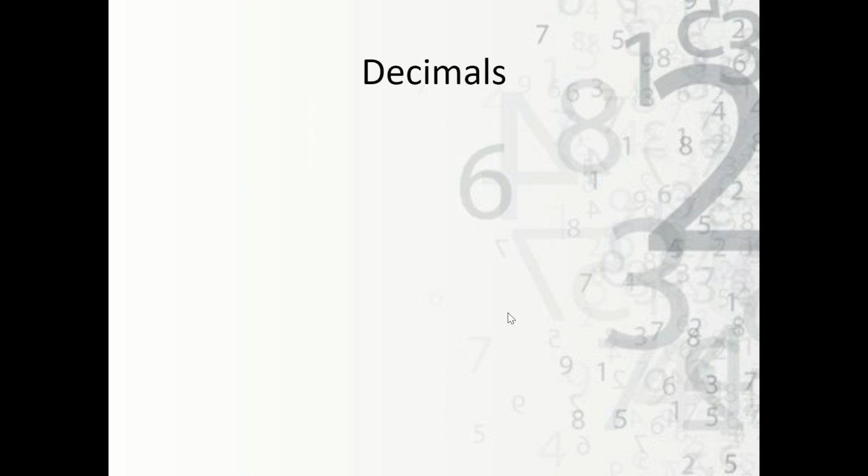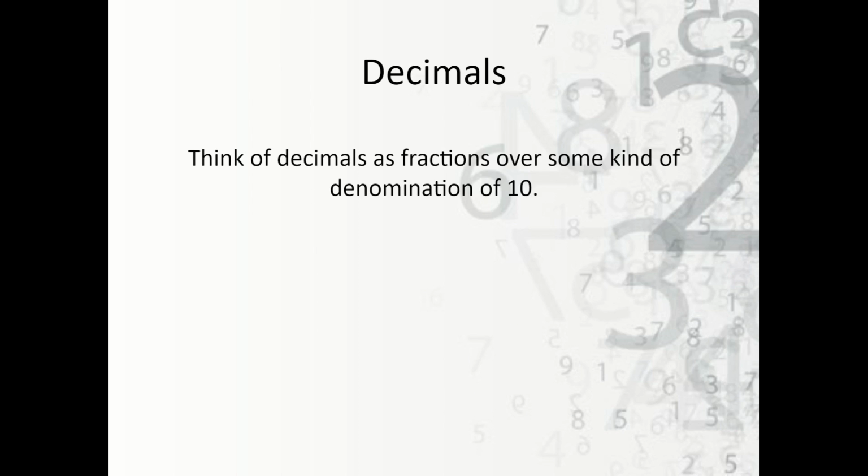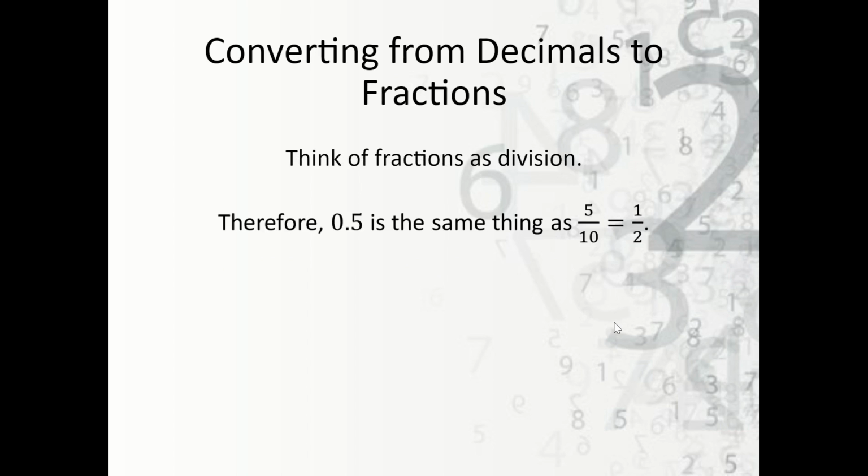Now, how do I work with decimals? Think of decimals as fractions over some denominator of 10. For instance, 0.5 is the same thing as 5 over 10. For every number after the decimal point, I include a 0. So it's 1 and then a 0 because there's one value. So it's 5 over 10, which in this case simplifies to 1/2.